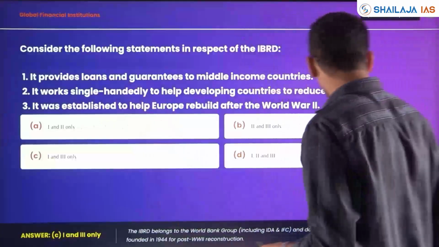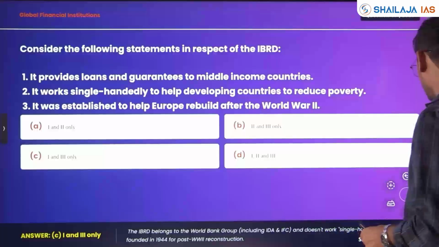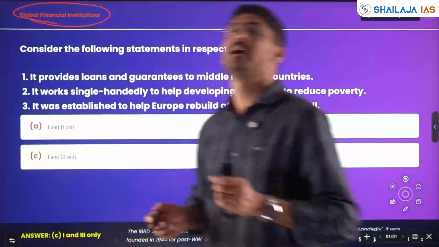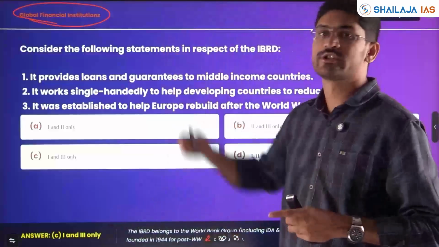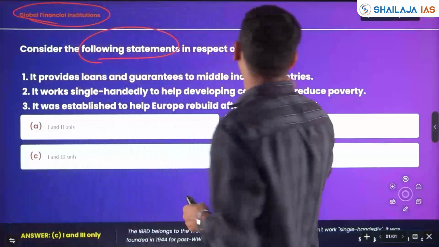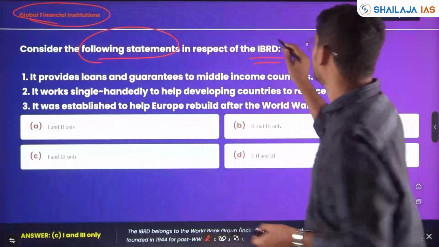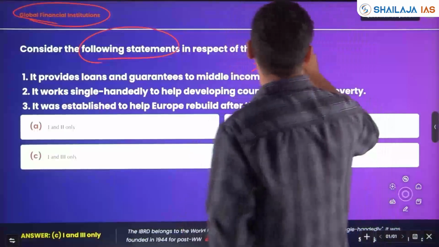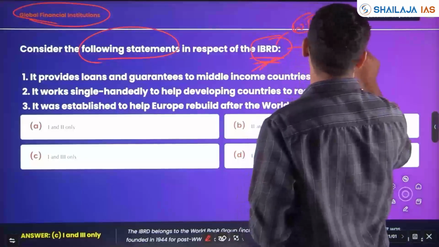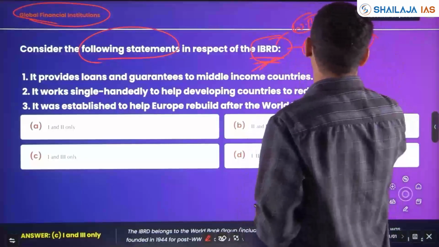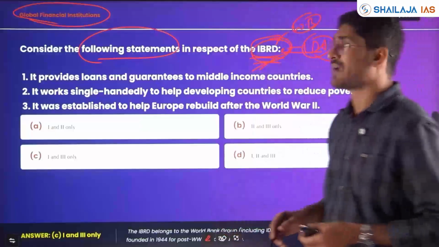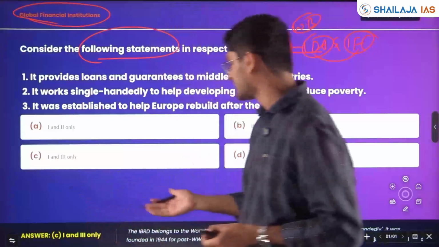Now we'll see with respect to global financial institutions. Remember my friends, all these themes will be very important, where questions come again and again. Consider the following statements with respect to IBRD. IBRD is the International Bank, okay? It is a World Bank group. It includes IDA and IFC, the two agencies that work under IBRD. International Bank for Reconstruction and Development, which is now the World Bank.